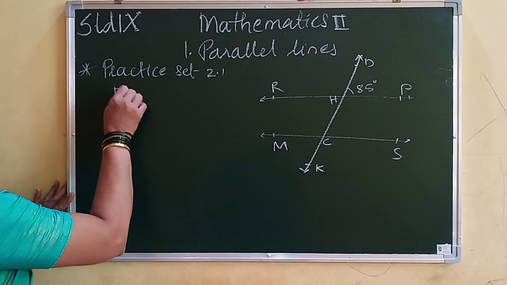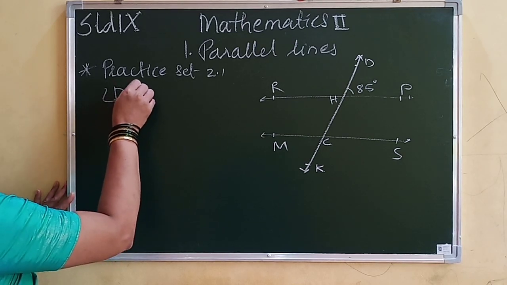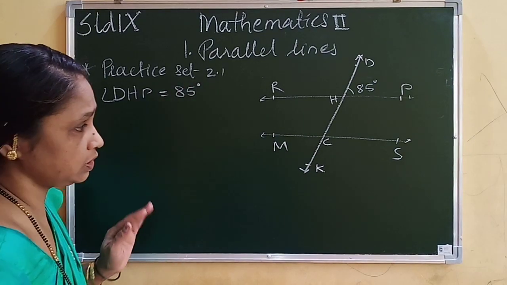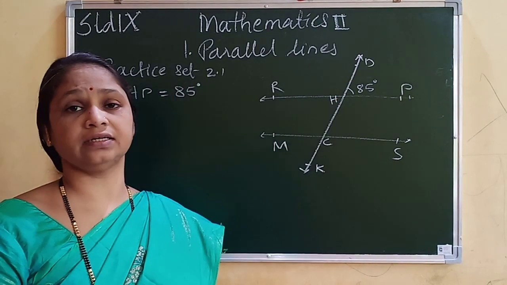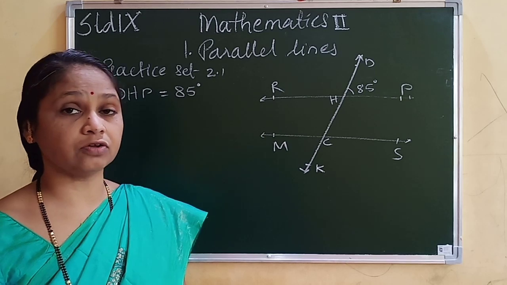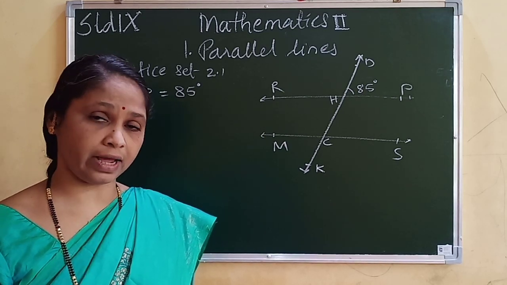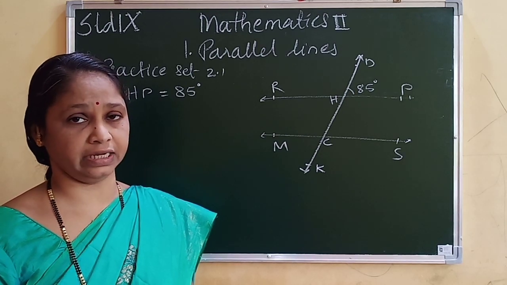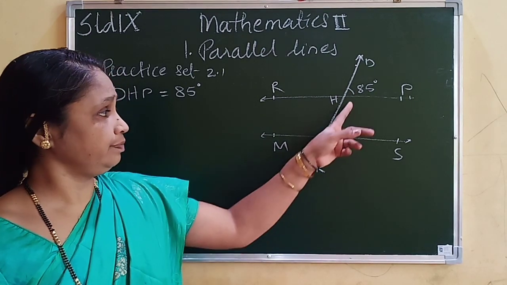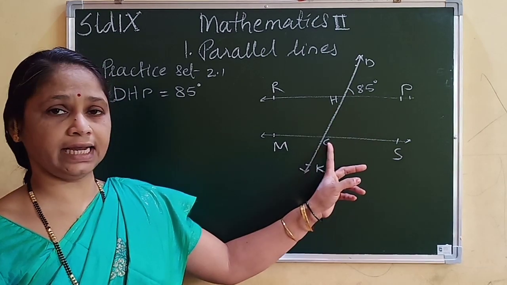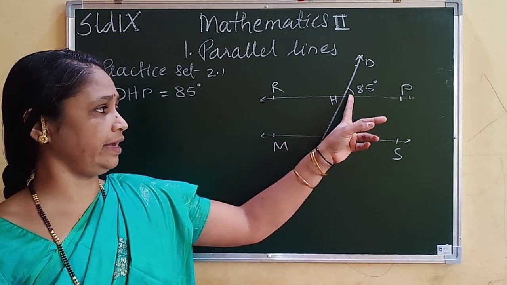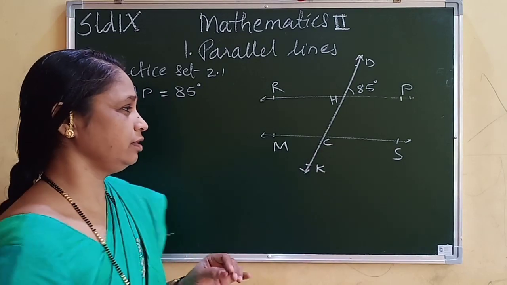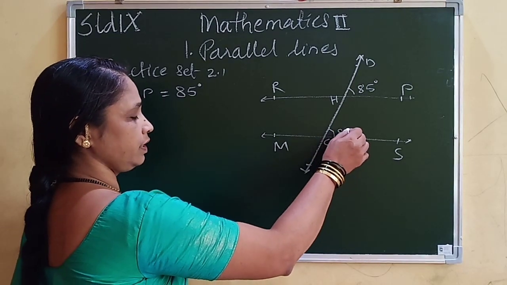See, angle DHP is equal to 85 degree. Now see, based on this all remaining angles we are going to get, because we have studied the angles made by the two parallel lines and its transversal. In that we have seen the corresponding angles. Now here this H and C, they are the corresponding angles. Means this H is 85, so C also will be 85.